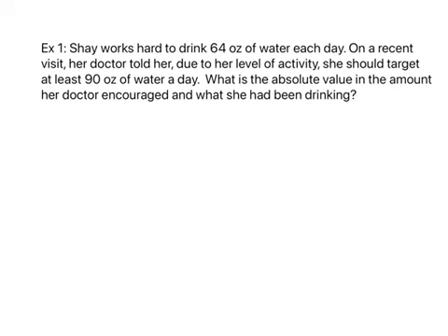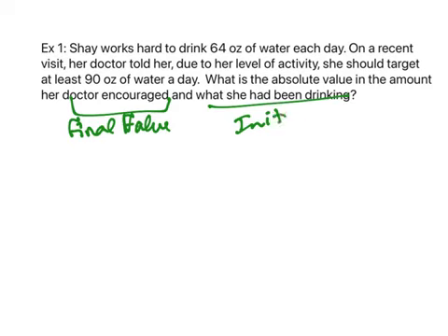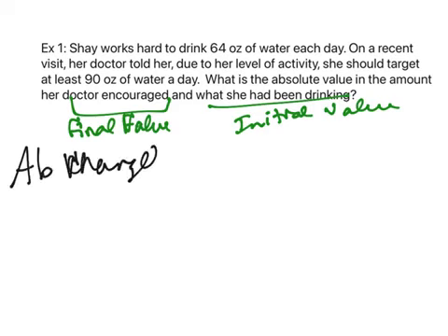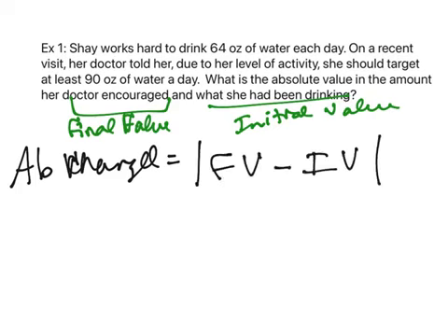What her doctor encouraged is going to be our final value. What she had been drinking would be the initial. We could also think about that as what she started with. That's the old value because it was initial, at the beginning, way back when. So let's remember that absolute change is the absolute value of the final value minus the initial value.